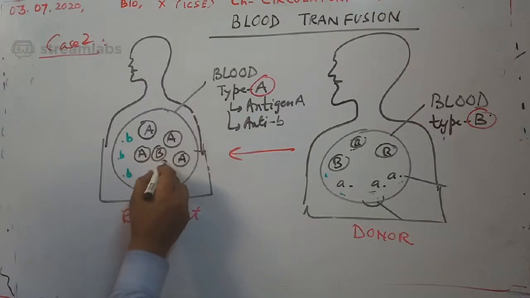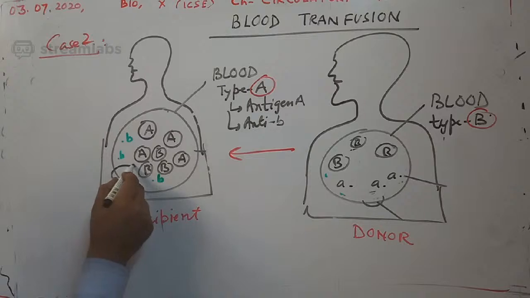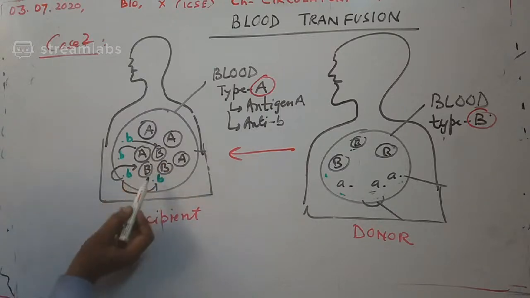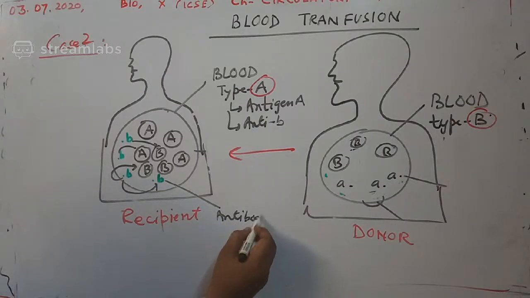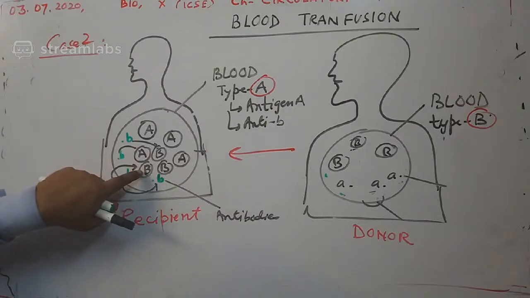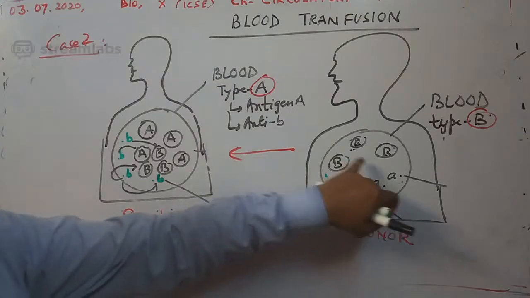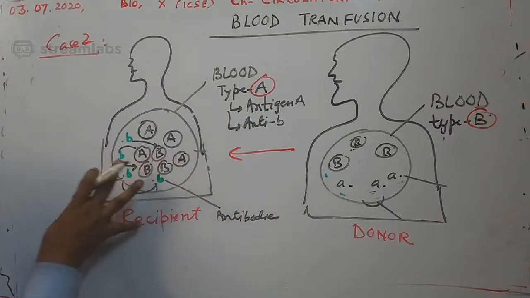This is B. These antibodies B would make this antigen sticky, and these B RBCs containing B antigen would be made sticky by these antibodies. Actually, antibodies B make antigen B sticky, and antibodies A make antigen A sticky. So again, in this case also, the B would clump together and cause coagulation of blood, and the person would die.